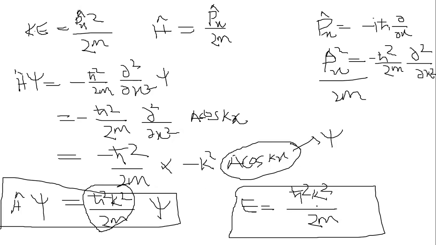If we consider a particle for which V is equal to 0 or V is constant, then in classical mechanics the total energy will be kinetic energy plus potential energy, and here the potential energy is 0.